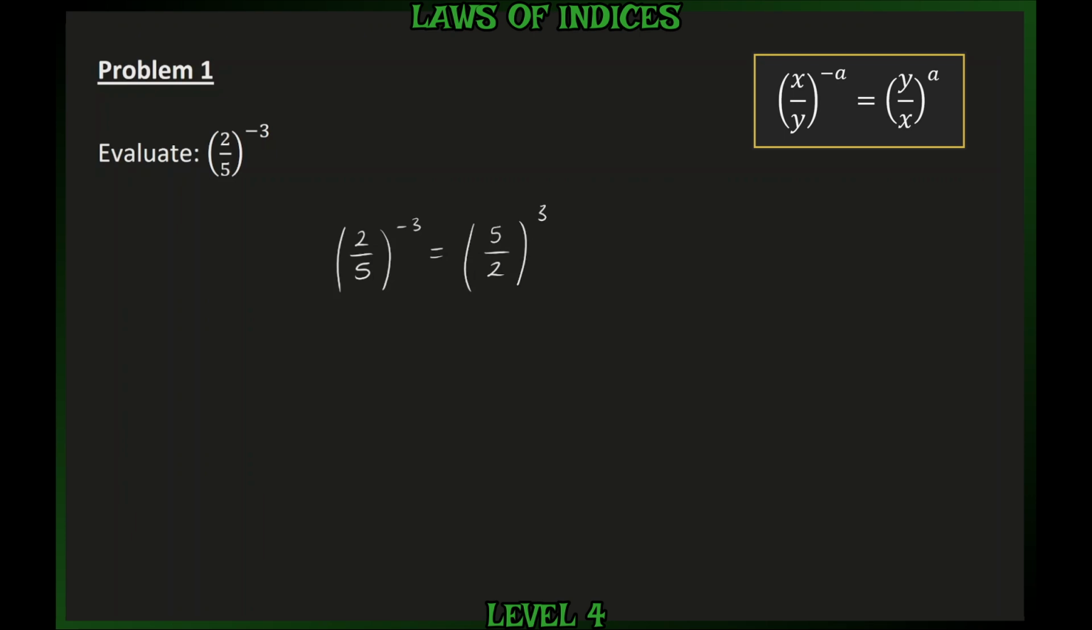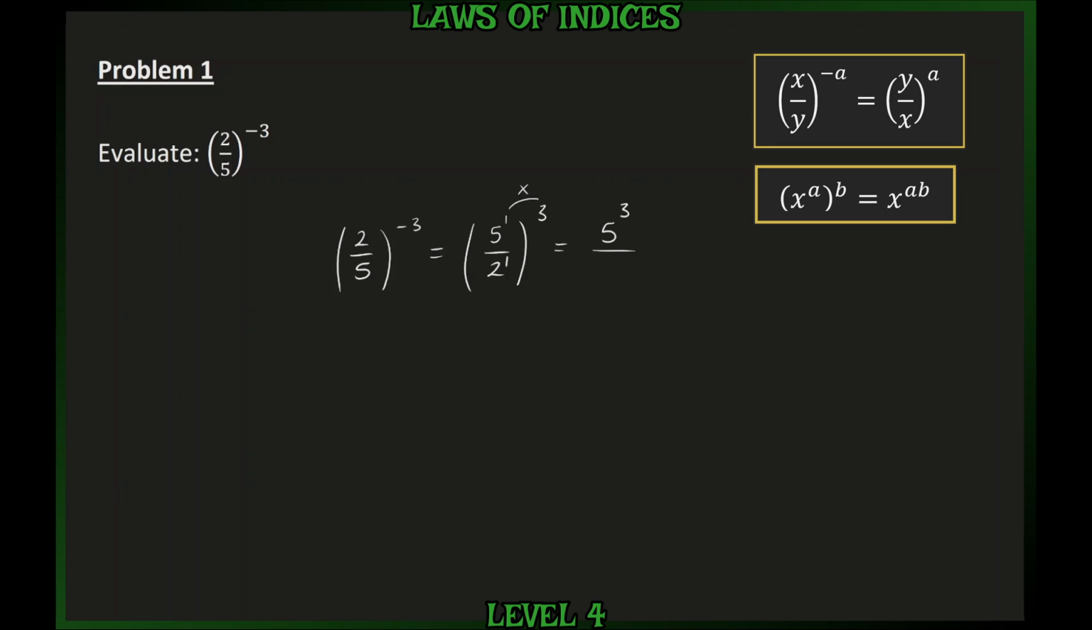Now we can also write our numerator 5 as 5 to the power of 1 and our denominator 2 as 2 to the power of 1. And this makes it clear that we're raising powers to powers. And to do this, we're going to use this law, which tells us that when we raise a power to another power, we multiply the 2 powers together. So starting with 5 to the power of 1, we're going to multiply these 2 powers together, and it becomes 5 to the power of 1 times 3, which is 3.